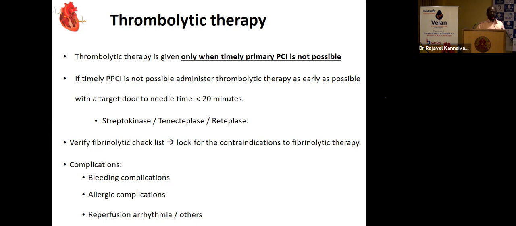That means within 10 minutes we should do an ECG to confirm the diagnosis, and within the next 10 minutes we have to lyse the patient with a thrombolytic, either streptokinase, tenecteplase or reteplase. After lysis, from 2 hours to 24 hours, we can shift the patient to the nearby cath lab and do a coronary intervention. So this is a pharmacoinvasive therapy.